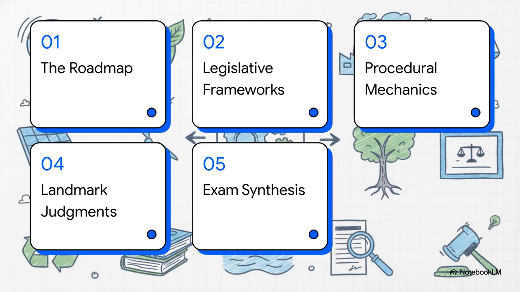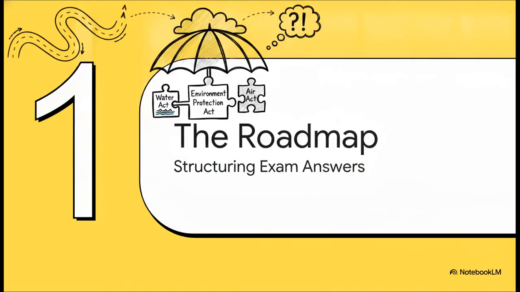Here is our roadmap. First, the overarching framework. Two, the core legislative definitions. Three, procedural mechanics and enforcement. Four, landmark judgments. And finally, we're going to synthesize the whole shebang with a highly realistic hypothetical scenario. All right, let's jump into Section 1, the Module 3 Roadmap, and how to properly structure your exam answers.